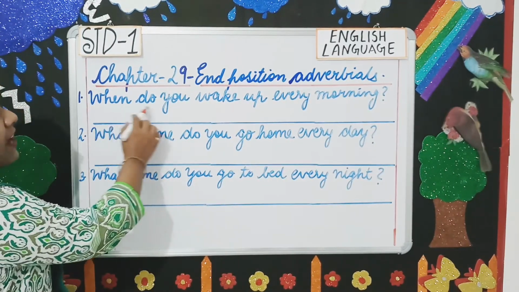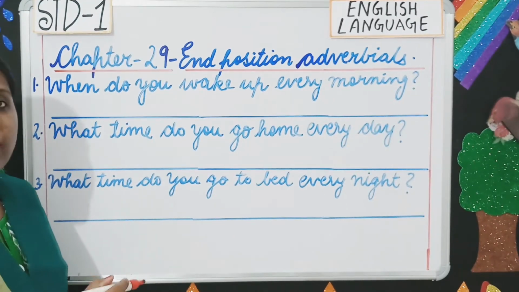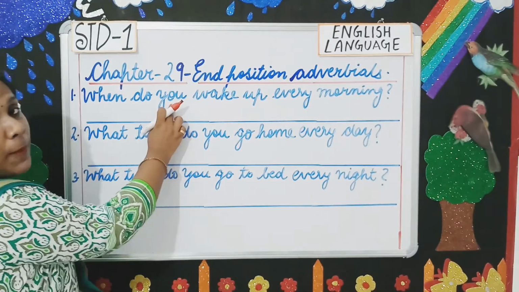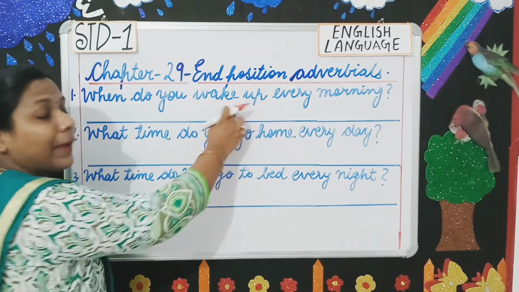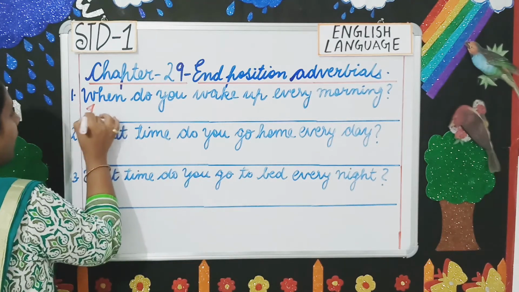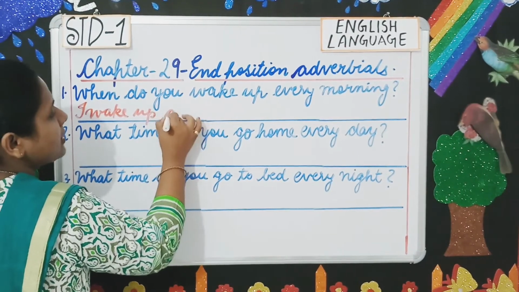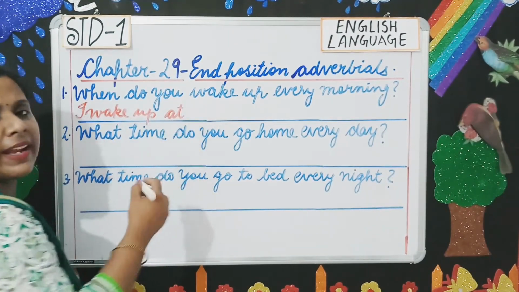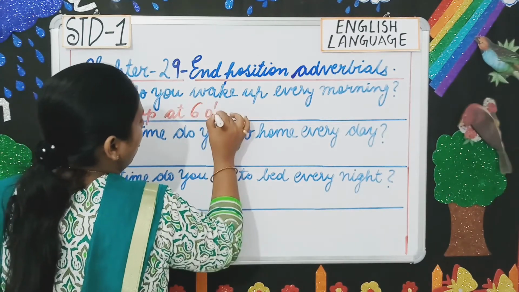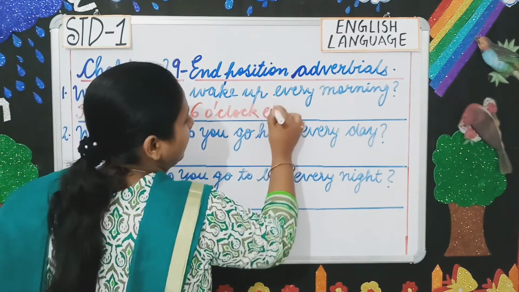Question 1. When do you wake up every morning? You have to tell the time. So you will write, you becomes I, I wake up at 7 o'clock every morning. I wake up. Before the time you will write at. You can write 6 o'clock, 7 o'clock, whenever you get up. And you will write every morning.